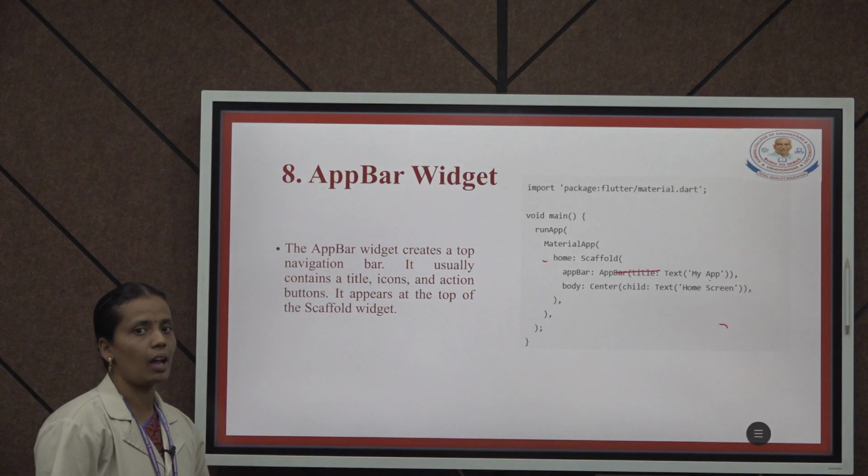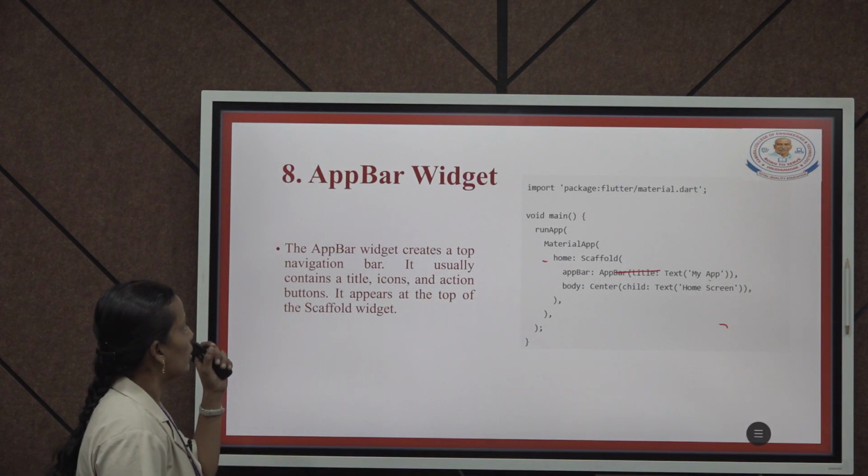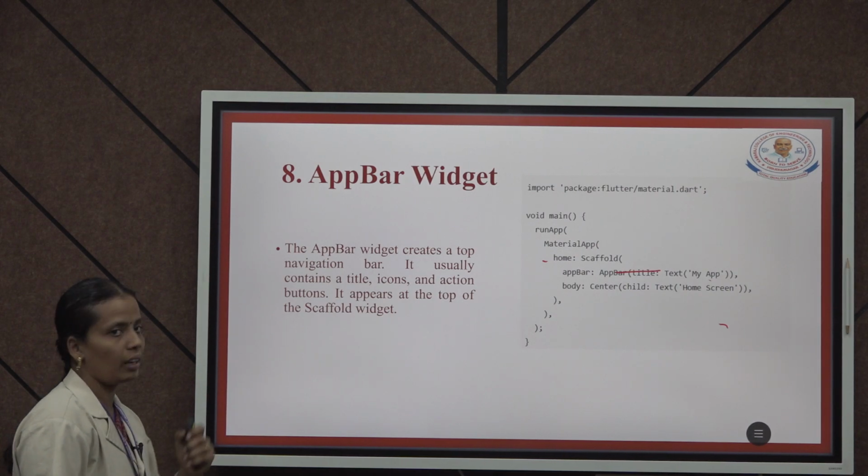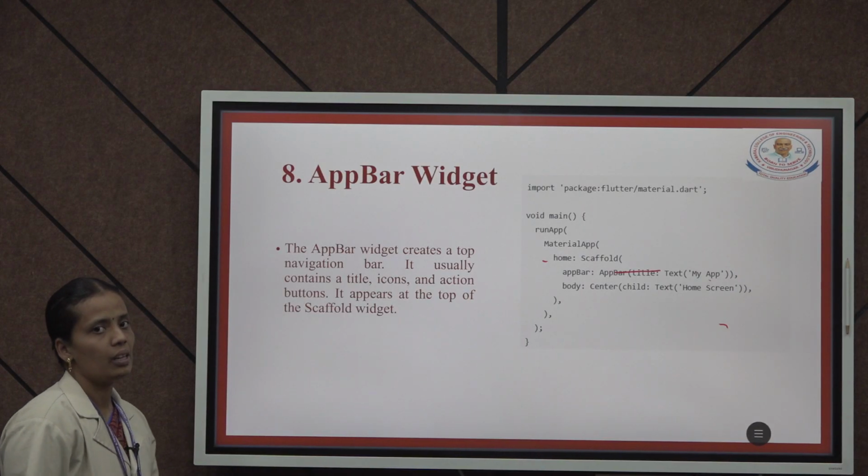The next widget is AppBar widget. The AppBar widget creates a top navigation bar. It usually contains a title, icons and action buttons. It appears at the top of the scaffold widget.